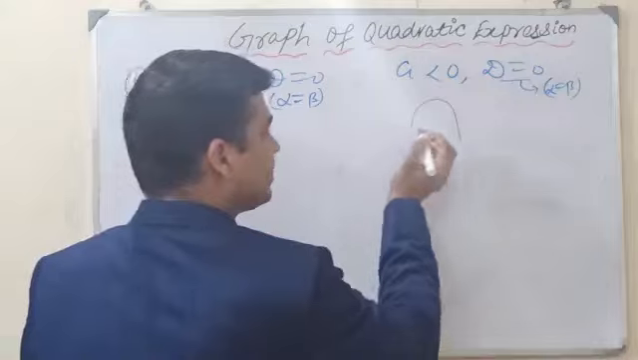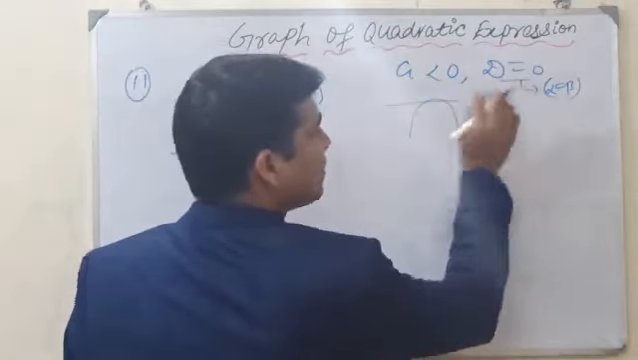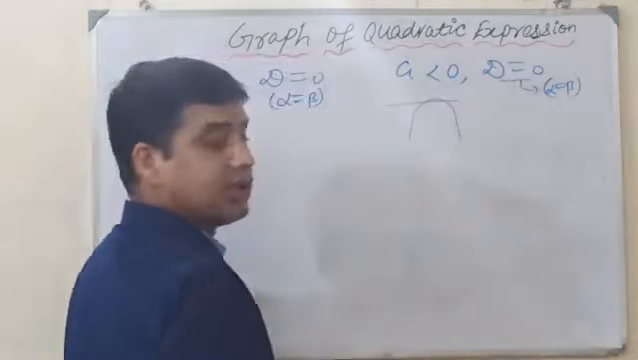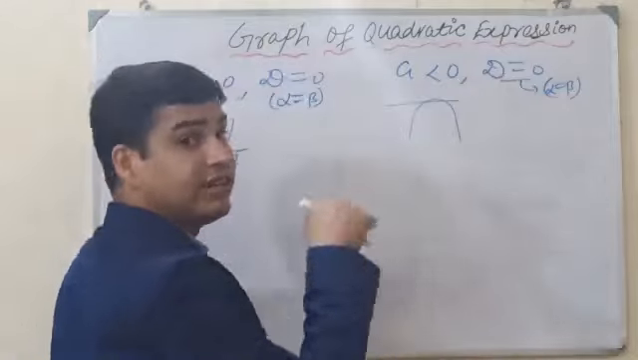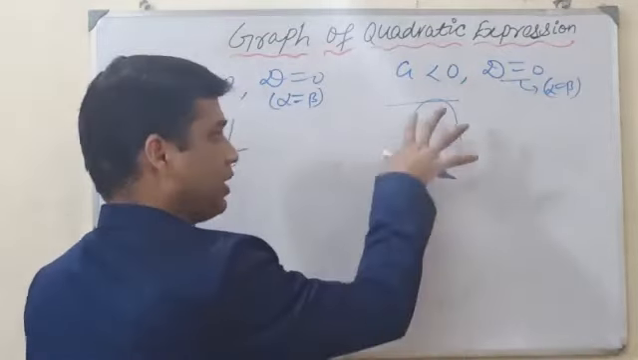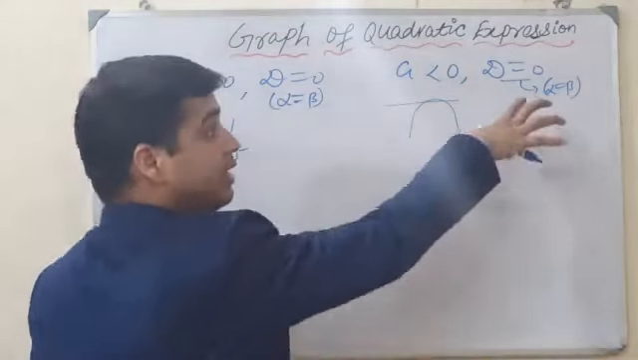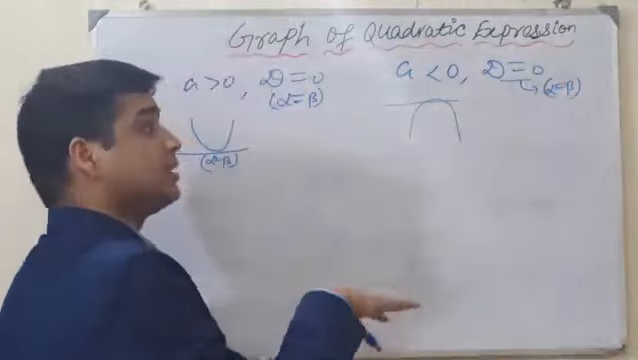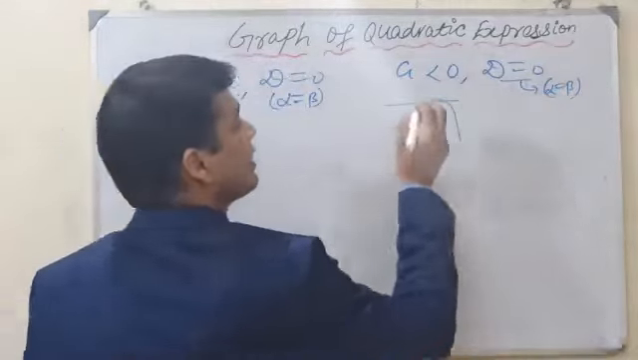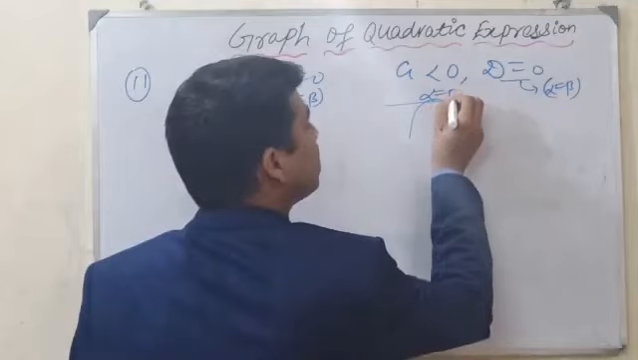Okay, in the same way here, d equals 0. D equals 0 means roots are real. So real means it will touch or cut the x-axis. Roots are real means it will just be touching the x-axis. So alpha and beta both are equal.